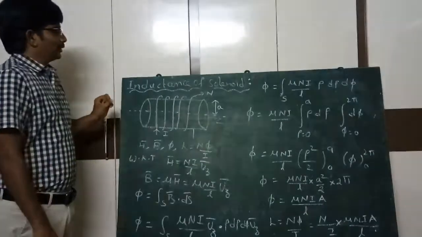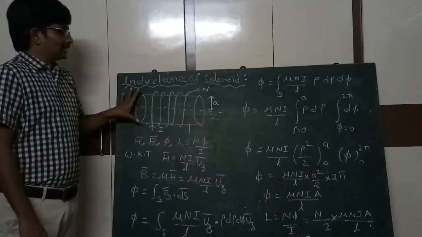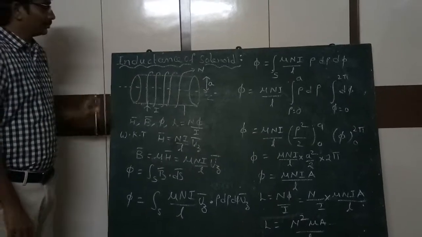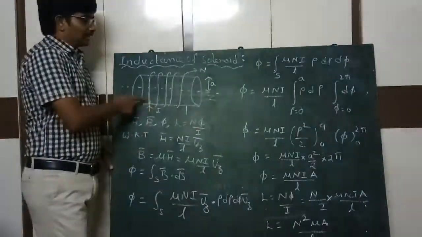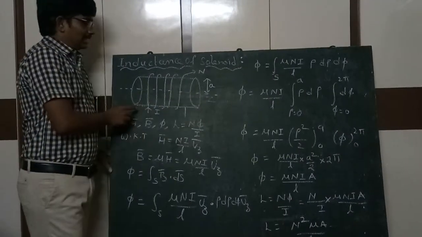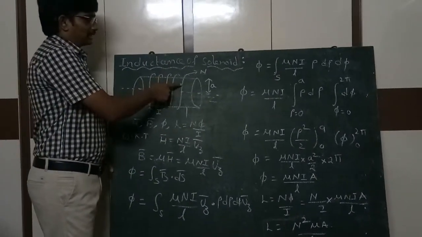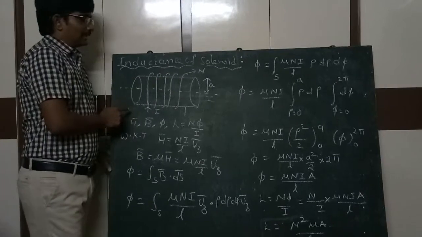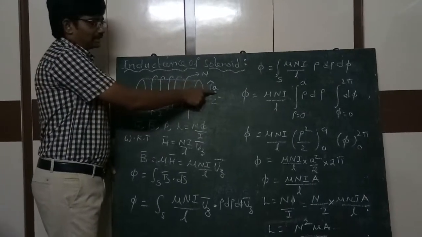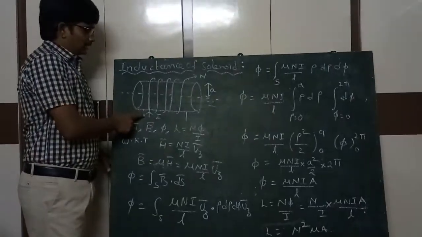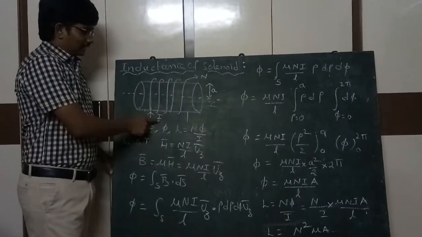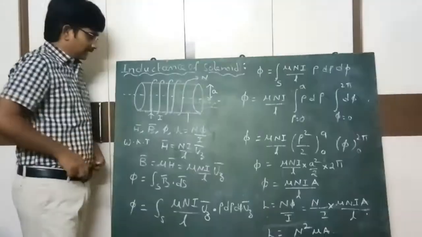Now we are going to determine the inductance of this particular solenoid. Let us consider this solenoid along the z axis. Let the number of turns on the solenoid be capital N, the radius of the solenoid be small a meter, and the current flowing through this solenoid be denoted by the letter capital I.